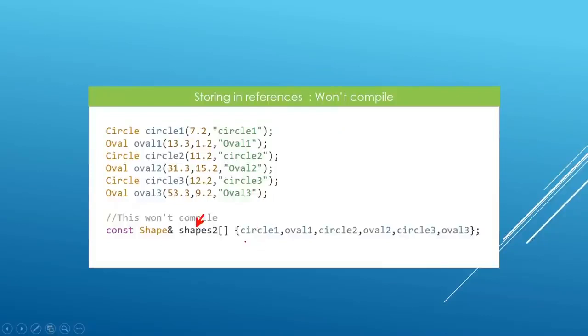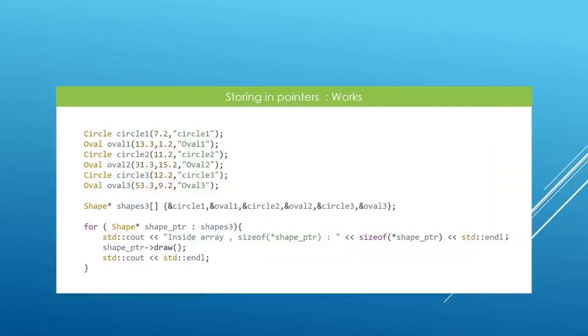And there is a hard requirement on the data you store in your collections: the type of that data must at least be left assignable, and references are not left assignable, so we can't store them in a collection like this. If we try to do this, we're going to get a compiler error. But again, some of you are going to say, what if we store pointers? Well, this is going to work.